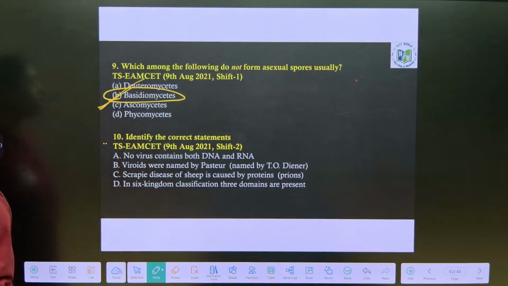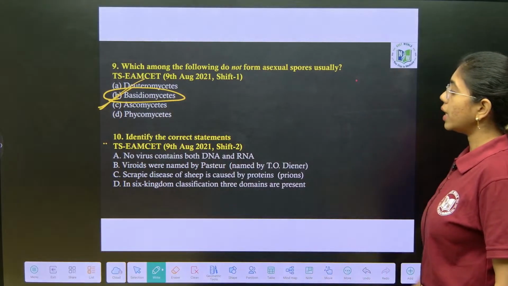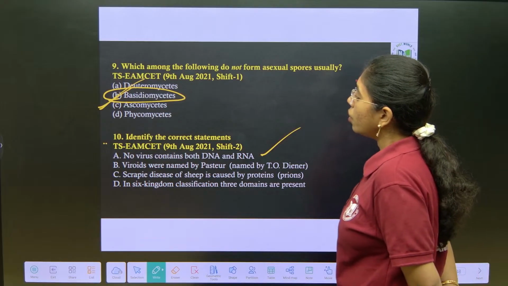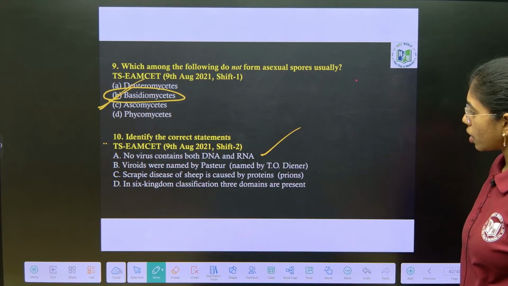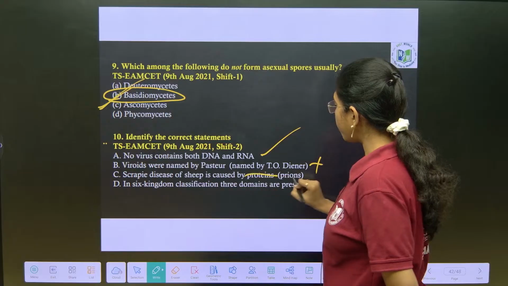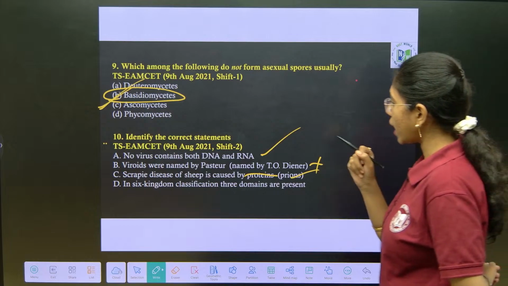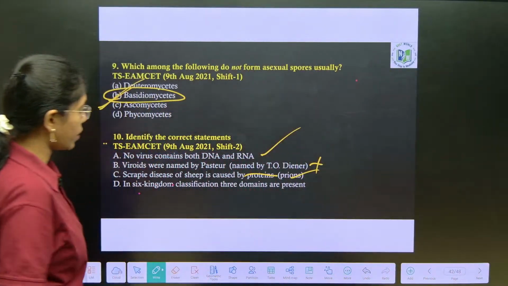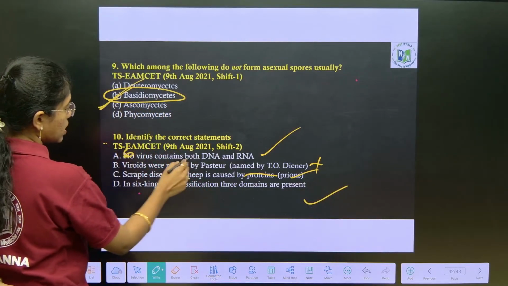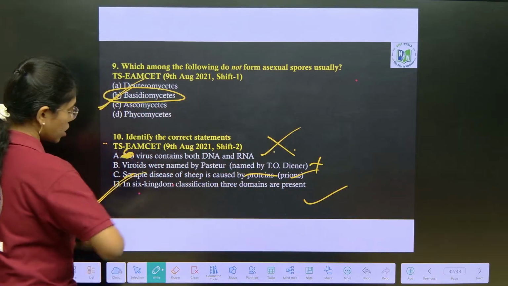Look at the 10th question, and in the 10th question it is asked to identify the correct statements. No virus contains both DNA and RNA. Yes, no virus contains both DNA and RNA, either DNA or RNA. Viroids were named by Pasteur. No, viroids were named by T.O. Diener. Scrapie disease in sheep is caused by prions. In the six kingdom classification, how many domains are present? 3 domains are present. So, the statement that virus contains both is wrong. So, the right answer is option D.